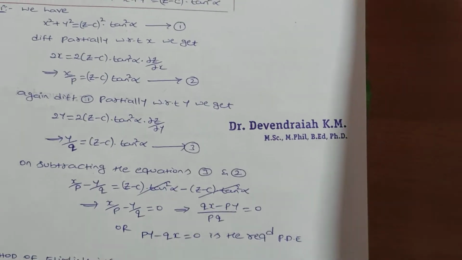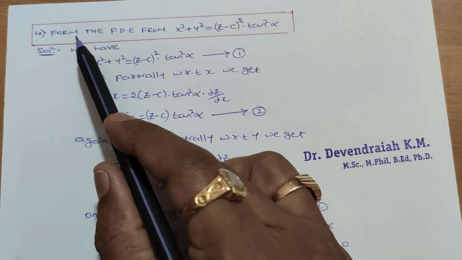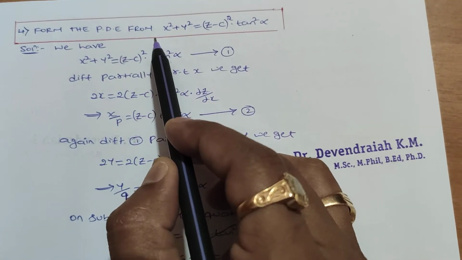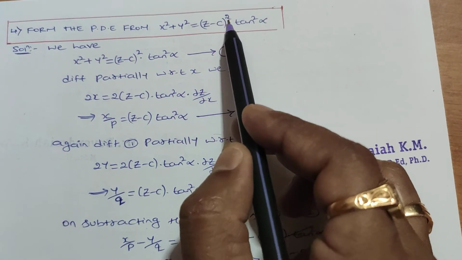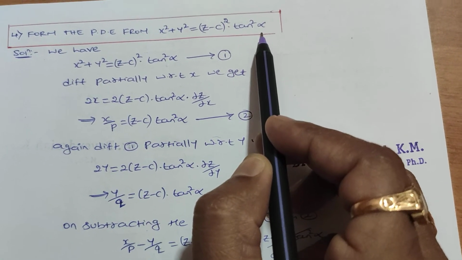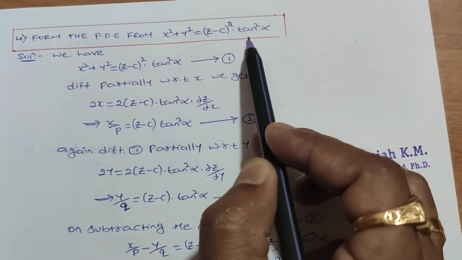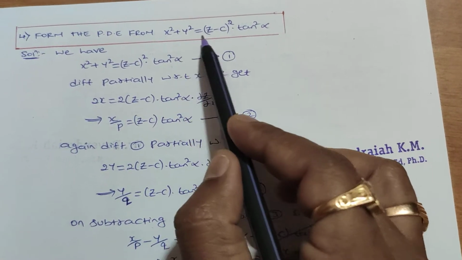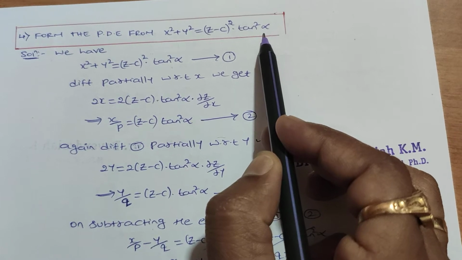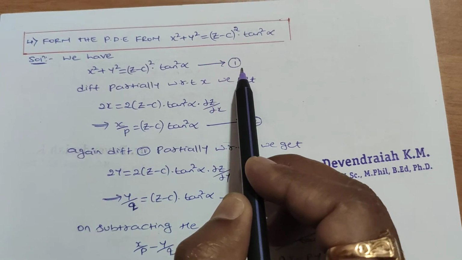So let us observe the fourth problem. Here the question is: form the partial differential equation from x² + y² = (z − c)² tan² α. Once again we observe two constants, c and α. We require to eliminate c and α from the given equation. For that, consider the given equation as equation 1.